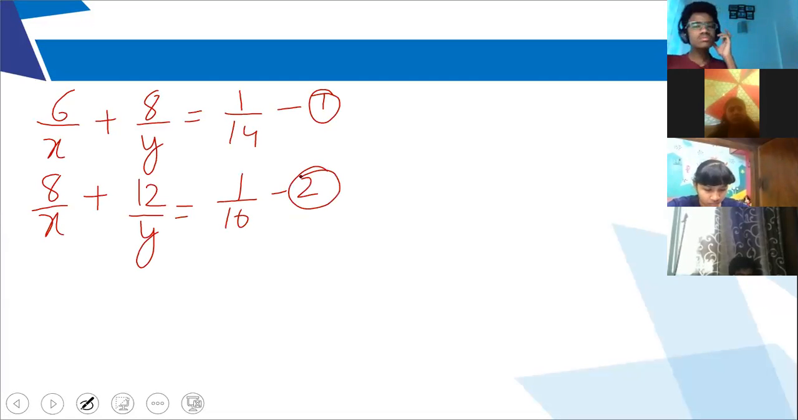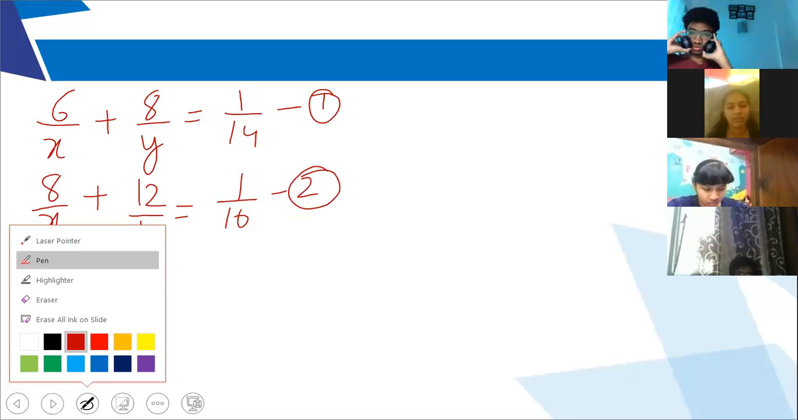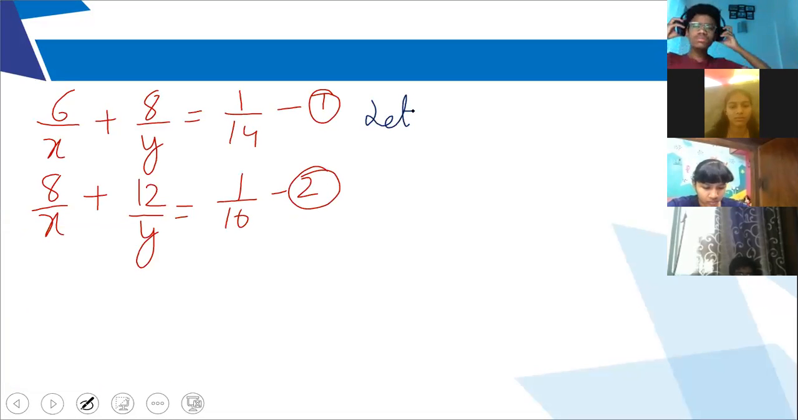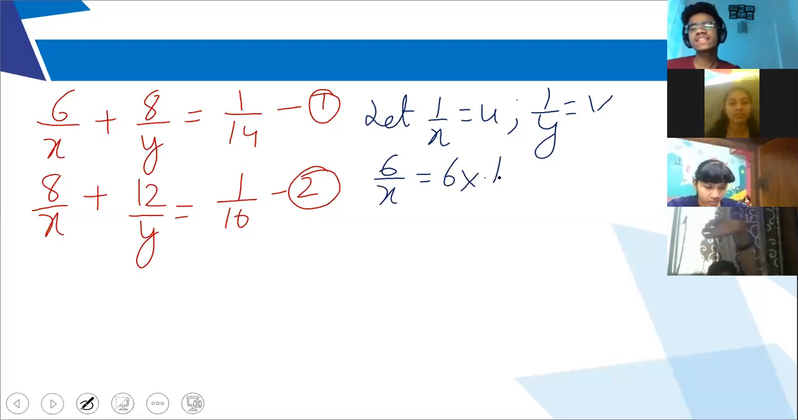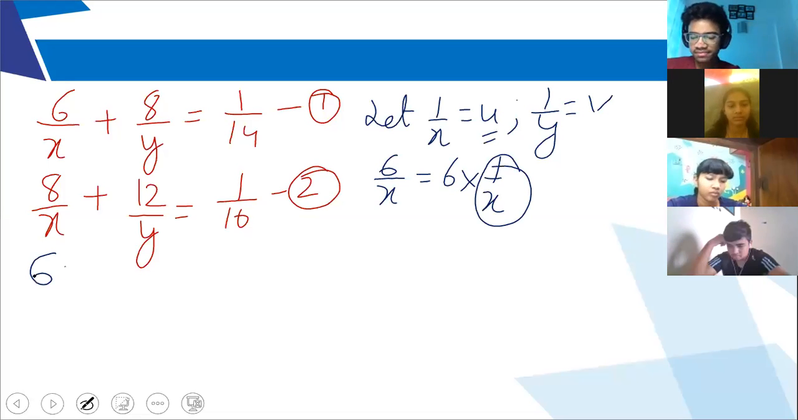Okay. So I will assume let 1 upon x be equal to u, because now I can see my variables are in the denominator. So I have to go ahead with that method where I will introduce 2 more variables, u and v. So 6 upon x is nothing, children, for your recap, 6 into 1 upon x, and this 1 upon x I'm going to keep as u. So my new equation will be 6u plus 8v.